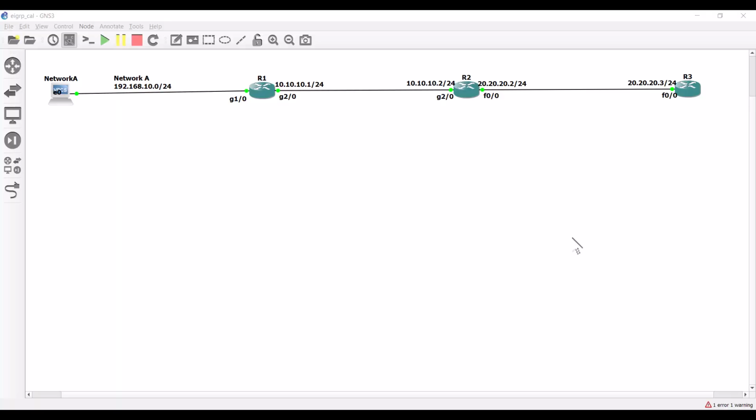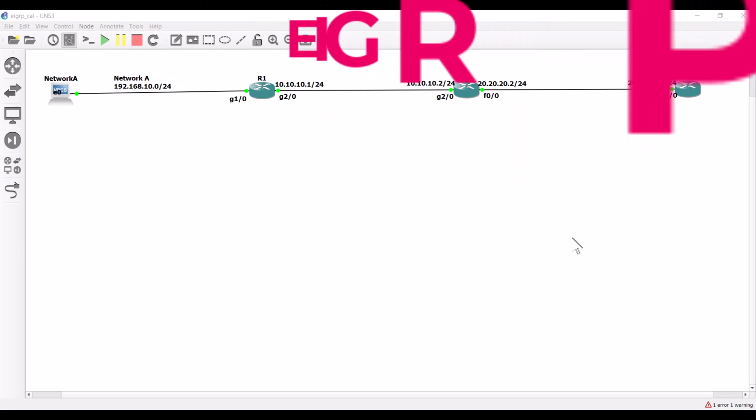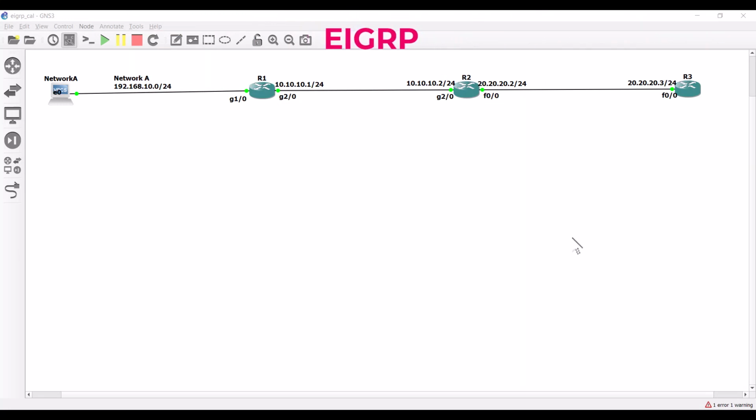Okay, in this scenario, we have already configured EIGRP on it. Now we are going to measure the metric in each hop or router for destination network A, I mean 192.168.10.0 with /24, through the formula. And then we show the metric in the routers to see if we did it correctly.